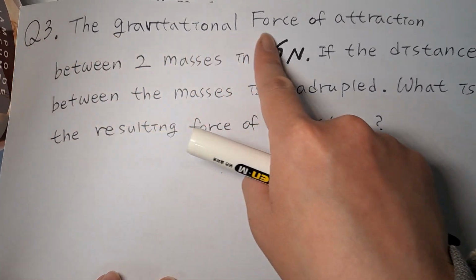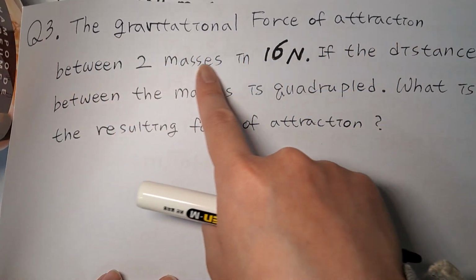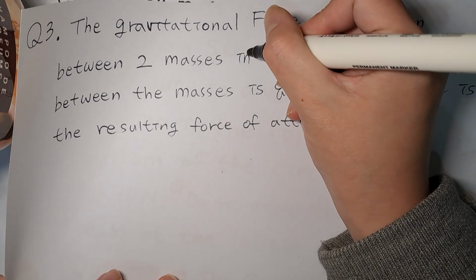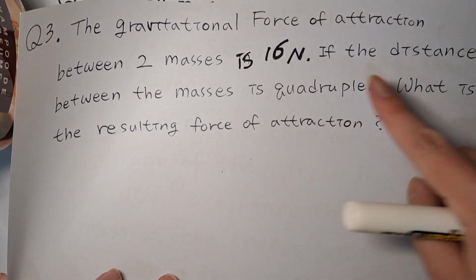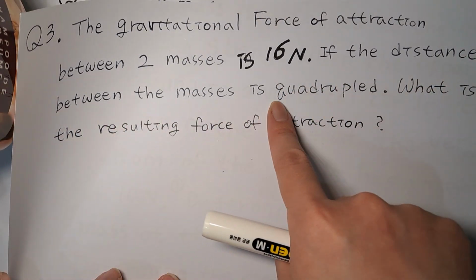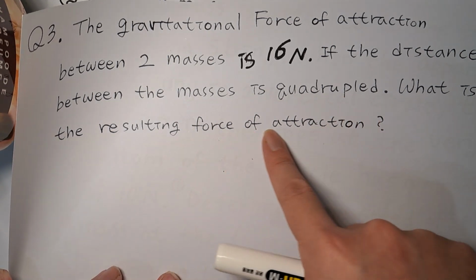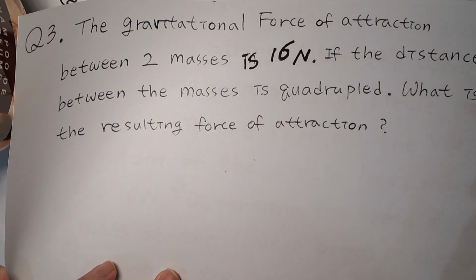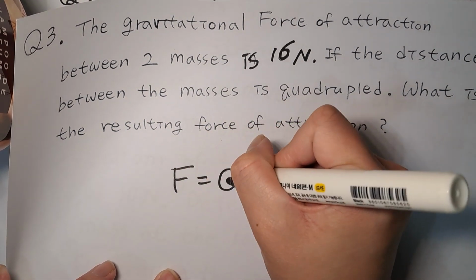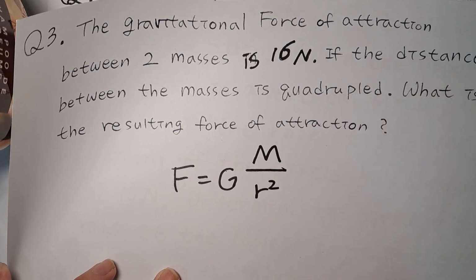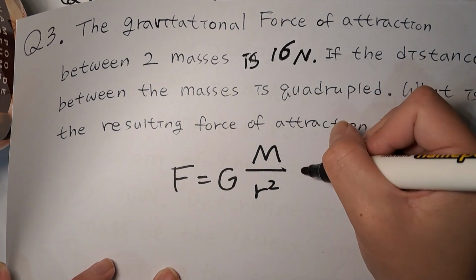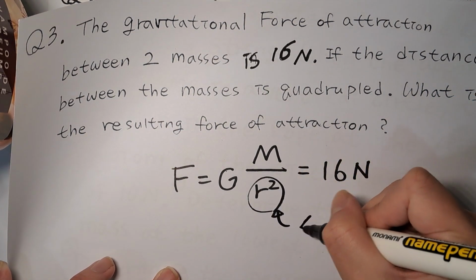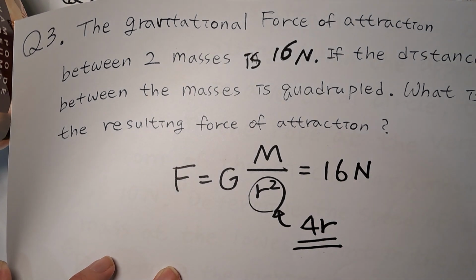The gravitational force of attraction between two masses is 60 Newtons. If the distance between the masses quadruples, what is the resulting force of attraction? So we are going to apply this equation. So this force is going to be 16 Newtons, and we are going to apply this for the radius.